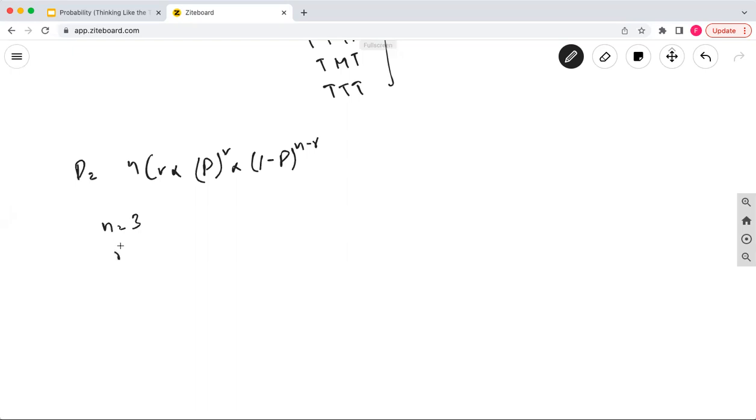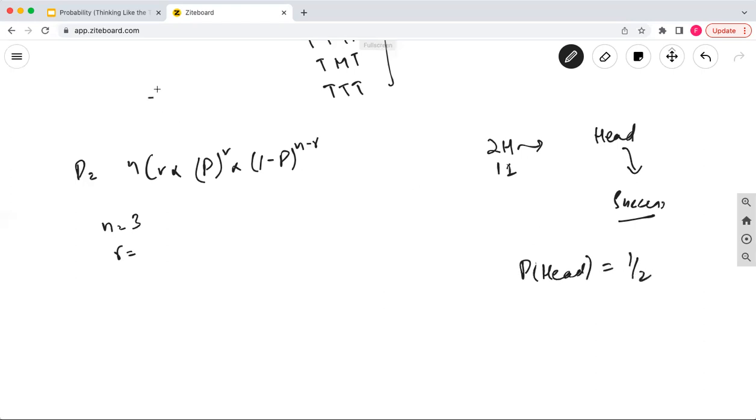And what is R? We need to have 2 heads and 1 tail. If I consider head as a success, that if I am getting head, that is success. That means the probability of getting head will be the probability of success, which is 1/2, because I'm considering right now a fair coin. And there is one more thing, fair and unfair.